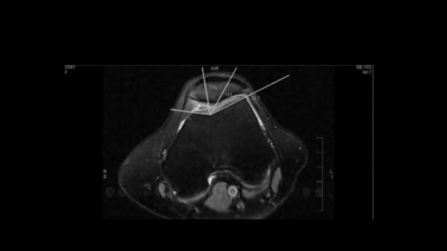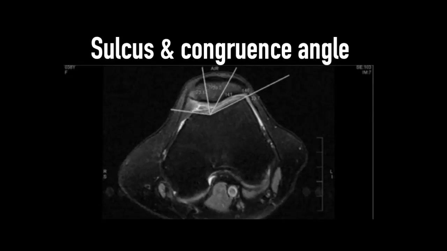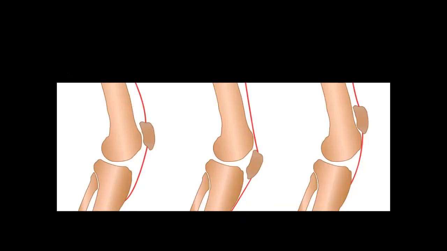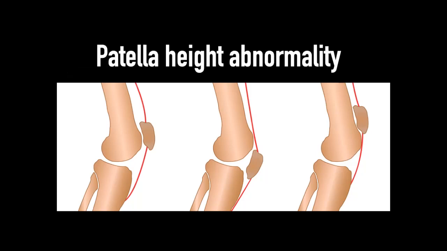And this is the congruence angle of Marchand, where all these angles can be best drawn in MRI or CT scan, because in X-ray, the projection may not be perfect. So these all can be drawn in the MRI as well. Next is the alignment issue, that is patellar height abnormality. Patellar height can be normal, it can be patella alta or patella baja. Patella alta means higher patella, patella baja means lower patella.